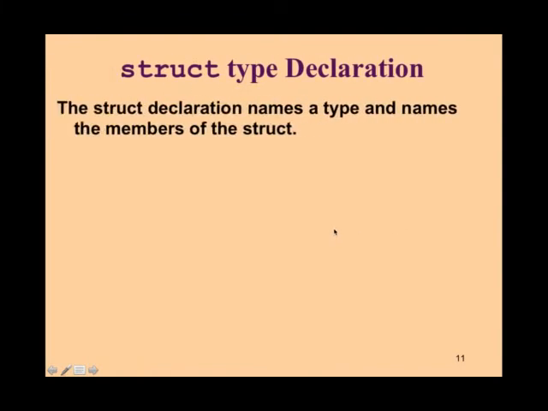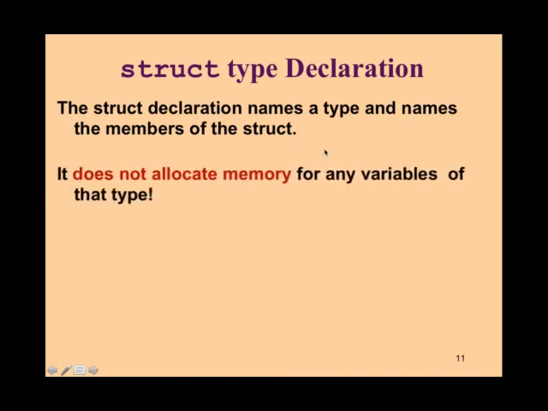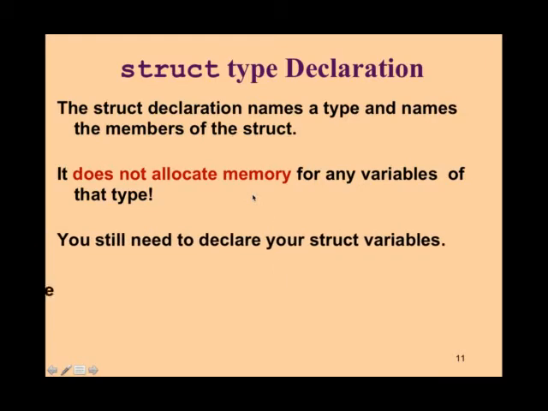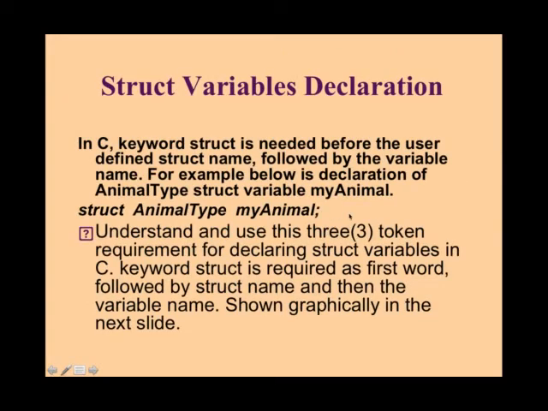Okay, so let's summarize that. A struct declaration names a type and the names of the members of the struct. A struct declaration itself does not allocate memory for any variable of that type. You still need to declare your struct variable, and we're going to show that in the next slide.